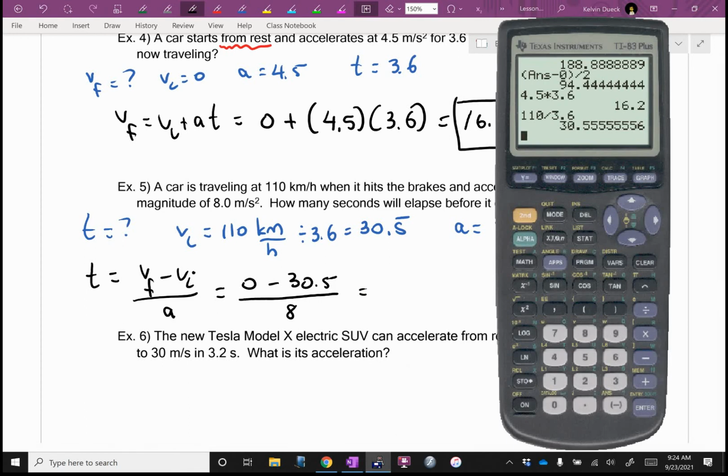When I do that, is this a fraction? Is there more than a thing on the top? Yeah. So either the fancy fraction button or brackets. 0 minus answer button divided by 8. What's weird about your answer? Time cannot be negative. We've made a mistake somewhere.